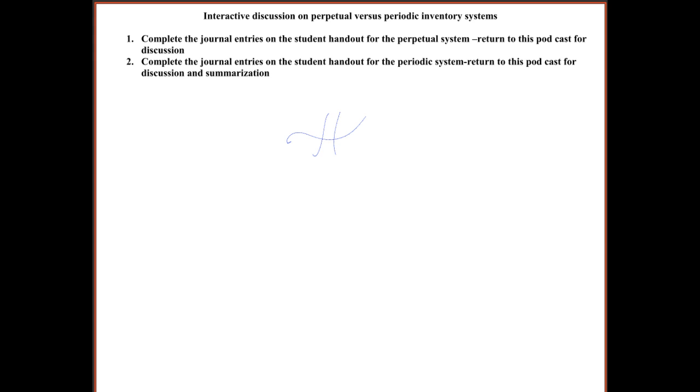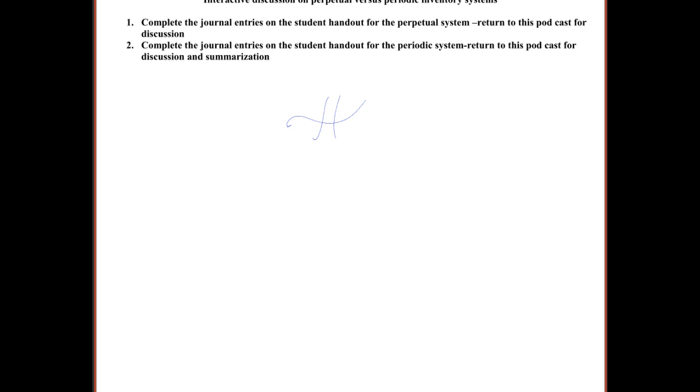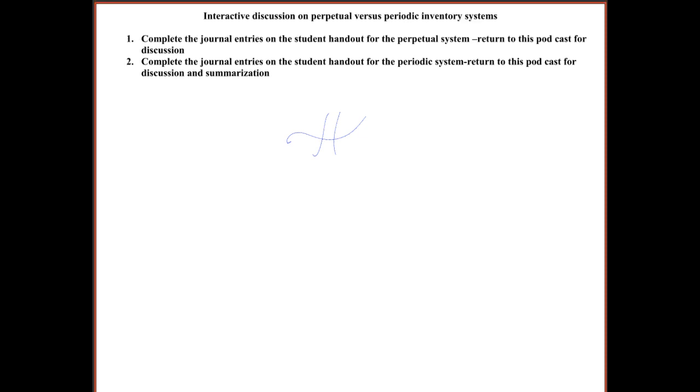Please read the pages in your textbook dedicated to this topic. Then print out the student handout that was made available to you on inventory and turn to page 2. I would like you to complete all of the journal entries in the first column for the perpetual inventory system, and we'll look at it first, and then complete the journal entries on page 2 in the right-hand column for the periodic inventory system, and return to this podcast and we'll discuss those, and then we'll compare and contrast the two and wrap up our discussion. So, given that, let's get started.